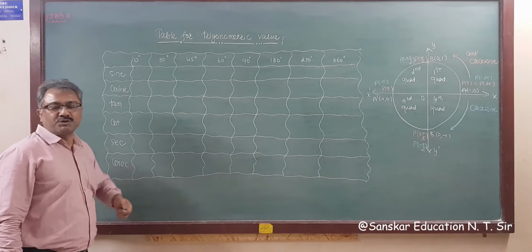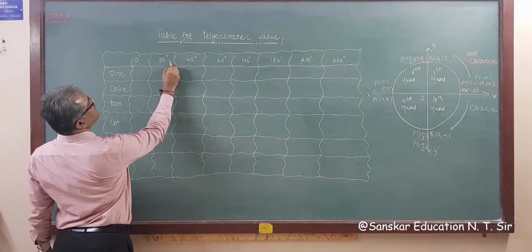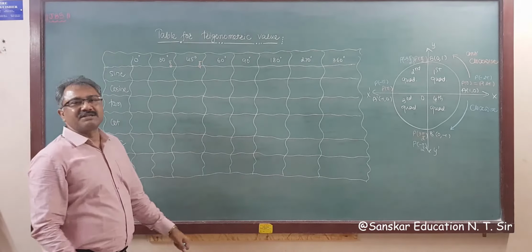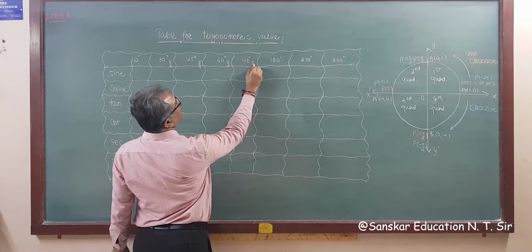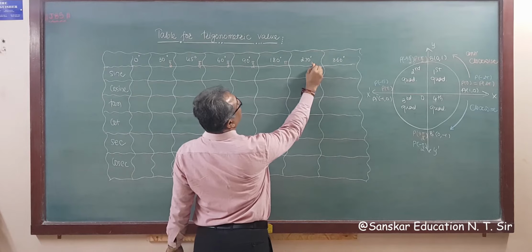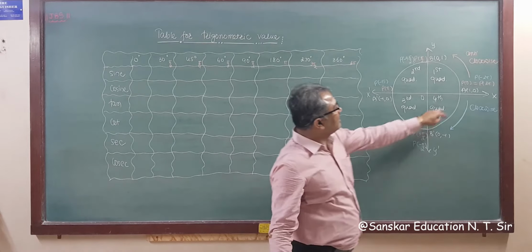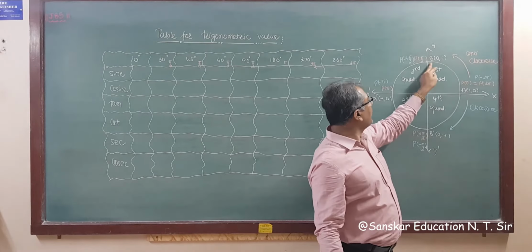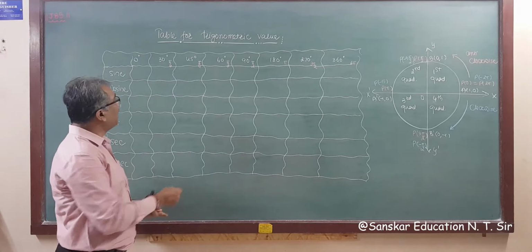Now you know 0 degree means 0 radian, but 30 degree means pi by 6 radian, 45 means pi by 4 radian, 60 degree means pi by 3 radian, 90 is pi by 2 radian, 180 is pi radian, this is 3 pi by 2 radian, and this is 2 pi, as you know, and you can see here in unit circle, this is 0, pi by 2, pi, 3 pi by 2 and 2 pi, right? Now you know how to construct this.